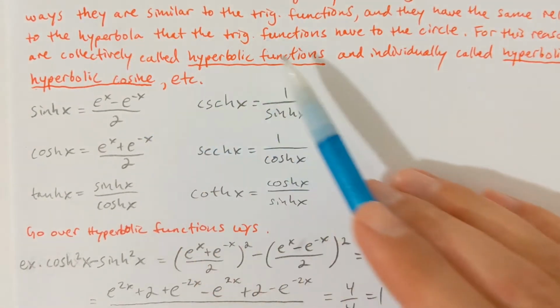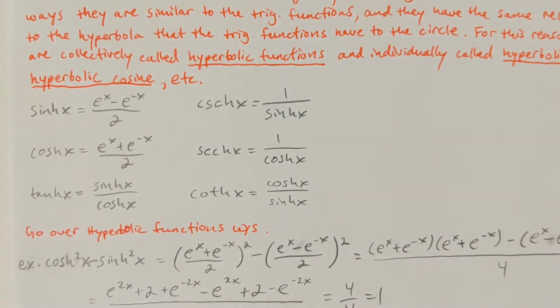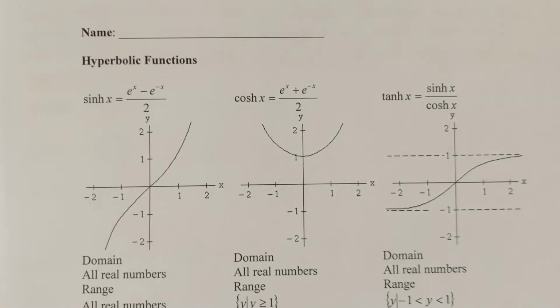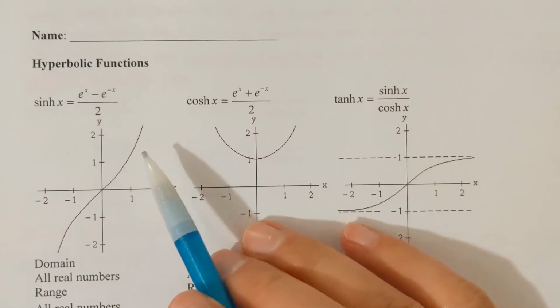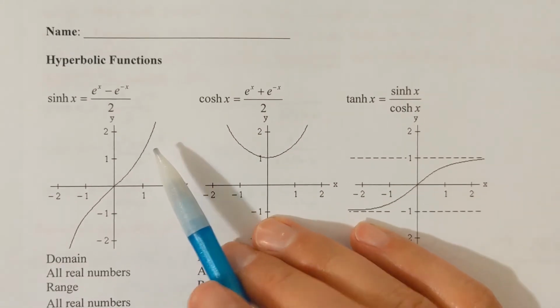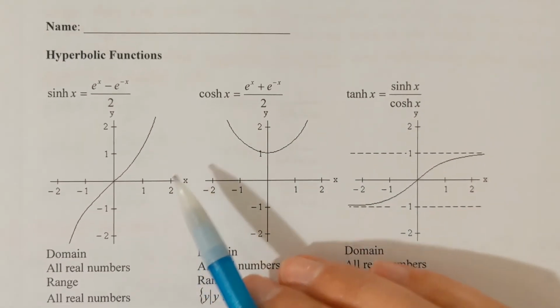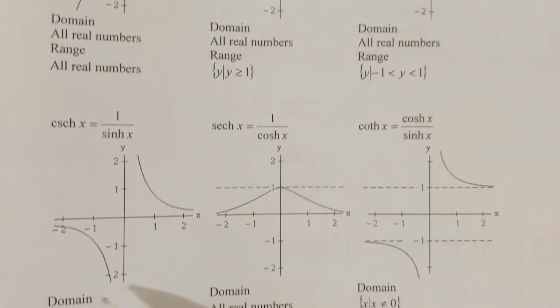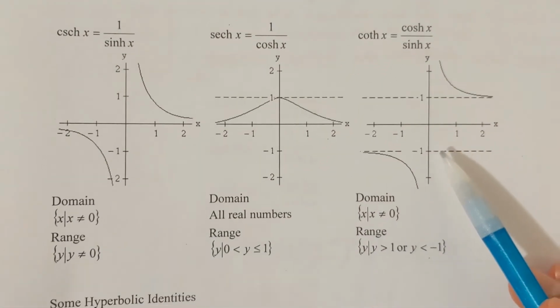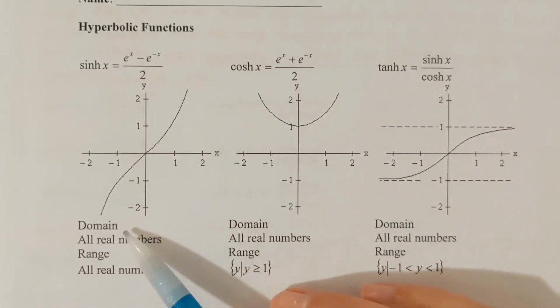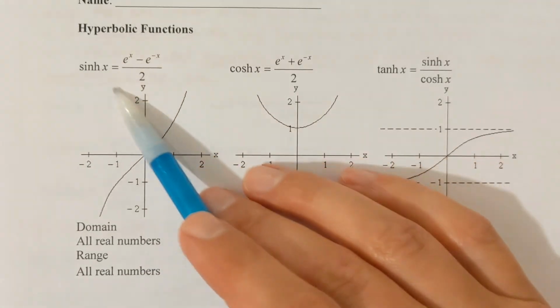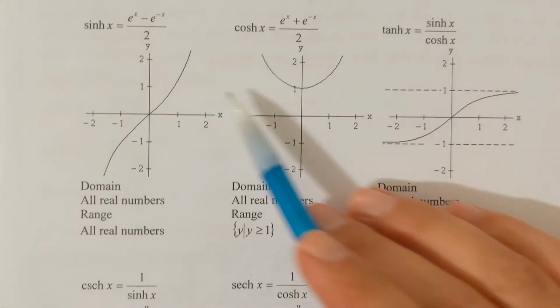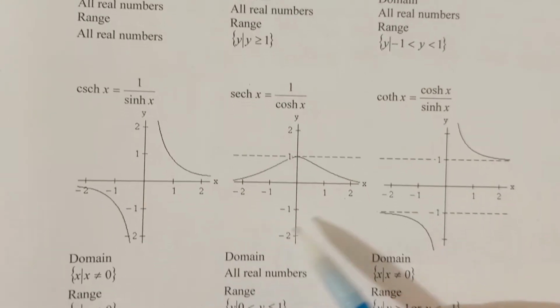Now, there is a relationship with the hyperbola. I mentioned that, just like the trig functions have a relationship to the circle. Okay, hence the name hyperbolic functions. On this other handout, which is in your notes, I've got the graphs of all 6 of the hyperbolic functions along with their domain and range. Okay, I've got the name of the function up top, the graph, the domain and the range.